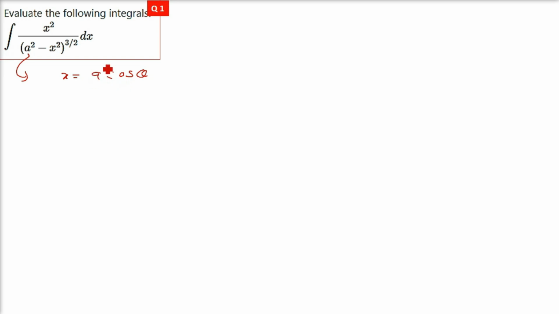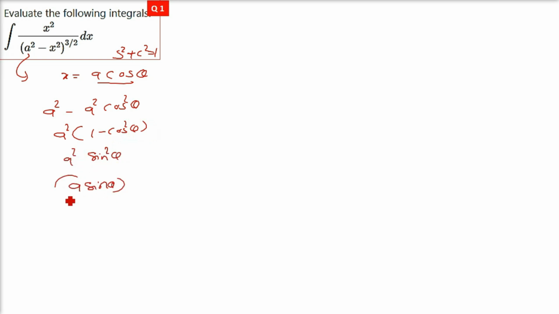Because we know that sin square theta plus cos square theta is equal to 1. So we can have sin square theta as 1 minus cos square theta and cos square theta as 1 minus sin square theta. So in place of x square we are writing a cos theta whole square. So this will give you a square, we can take common, 1 minus cos square theta. 1 minus cos square theta will be sin square theta, and this is your denominator. But since the power is 3 by 2, the power gets multiplied, 2 into 3 by 2, 2 gets cancelled. So this will form sin theta whole cube, or a cube sin cube theta.